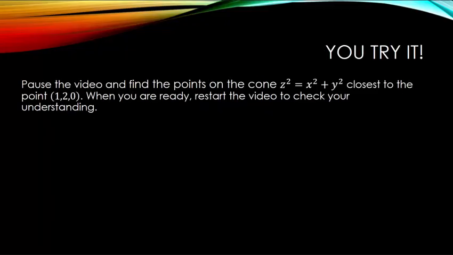So you get to try it. Pause the video and find the points on the cone described by z squared is equal to x squared plus y squared that are closest to the point with coordinates 1, 2, 0. When you're ready, restart the video to check your understanding.